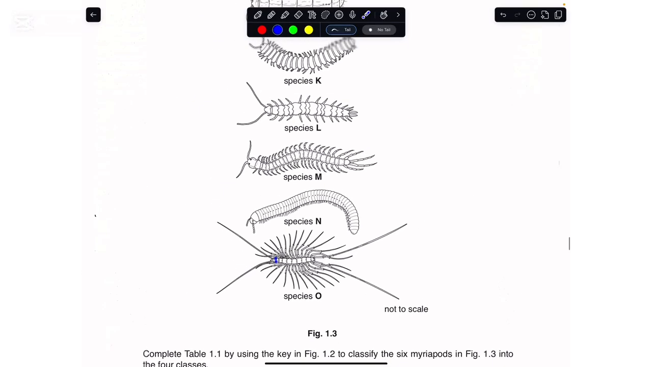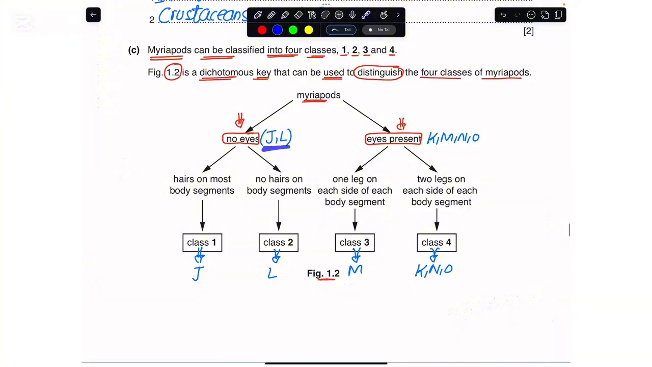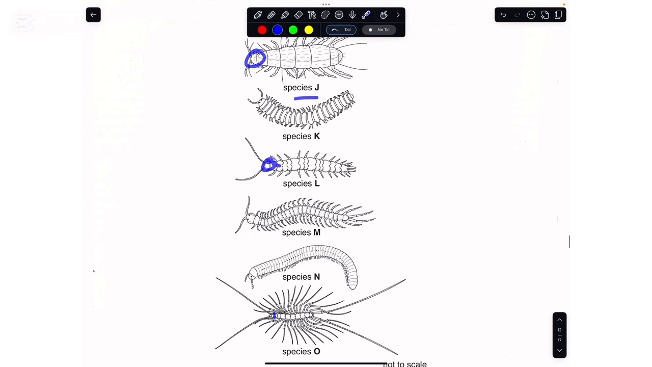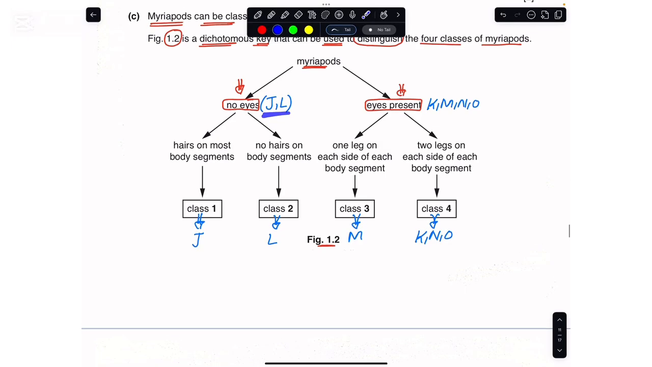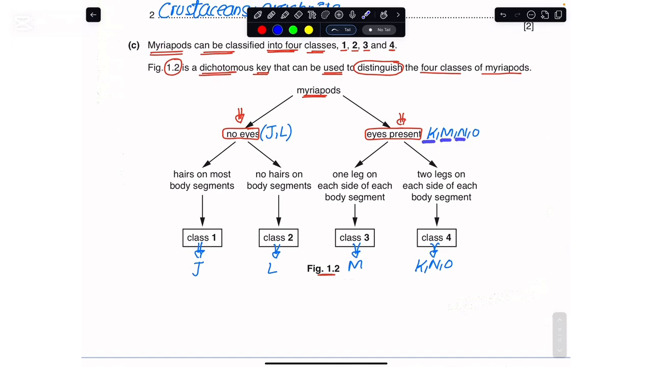So once you have seen them, you are required to be writing the letters there and then. So no eyes were there in J and L. Like in the J, we have got no eyes, and in the L we have got no eyes. And further, when they say eyes are present, they are there in the rest of the myriapods, in K, M, N, and O. Now I have to go with these two letters.